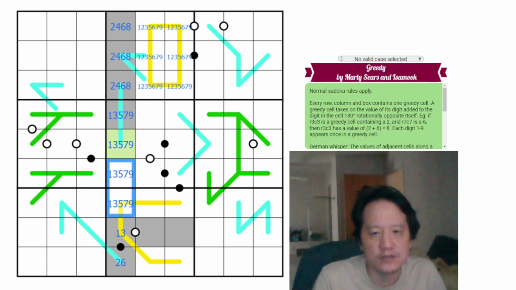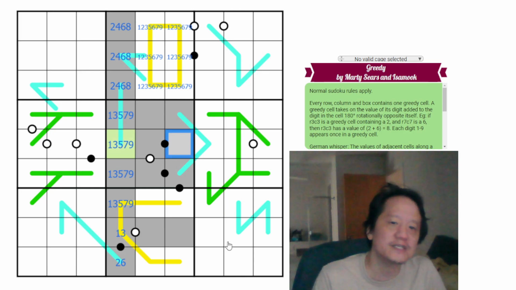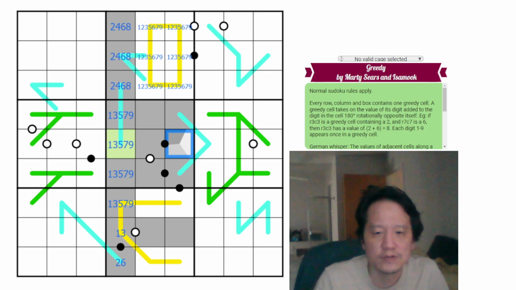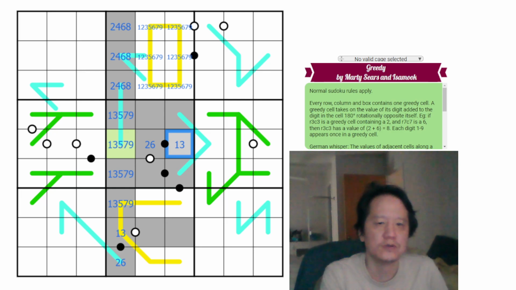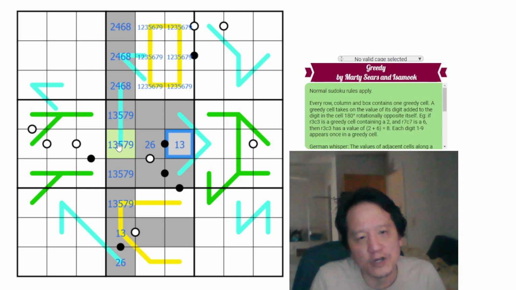So none of these are greedy. And this difference has to be even. So this has to be even too. So this would have to be 1 or 3, which means this is 2 or 6 also. Right? Because this one has to add to this one to be even, so this one has to be odd. This is 2 or 6.